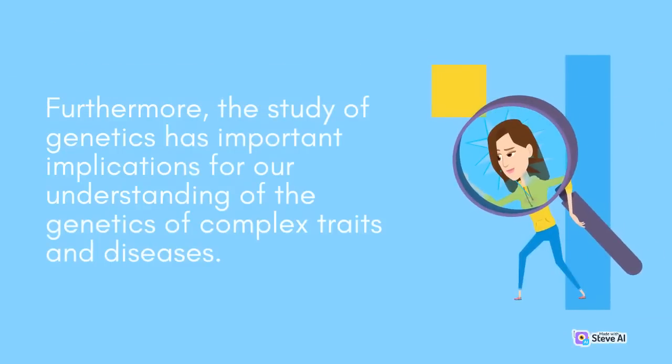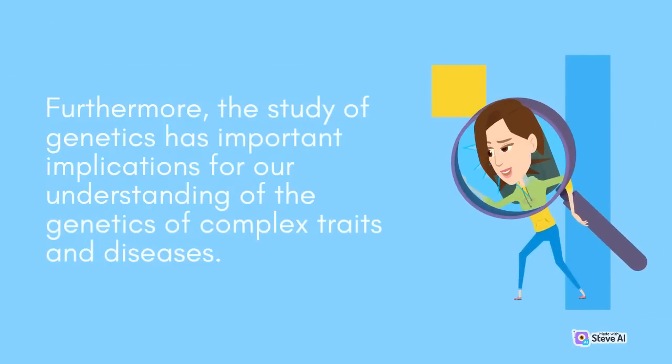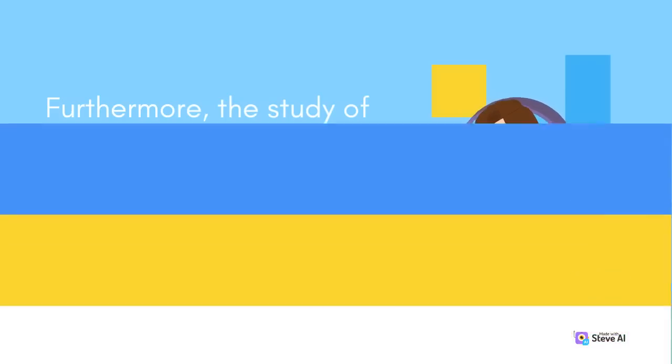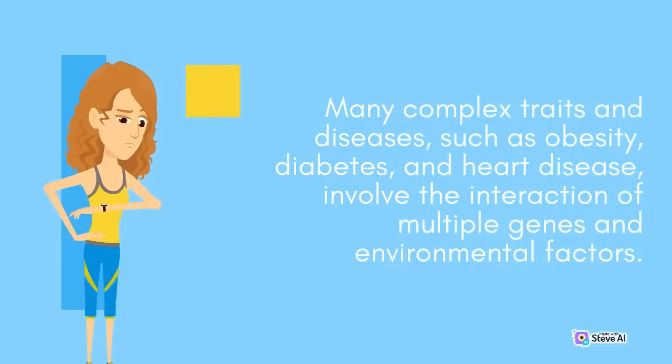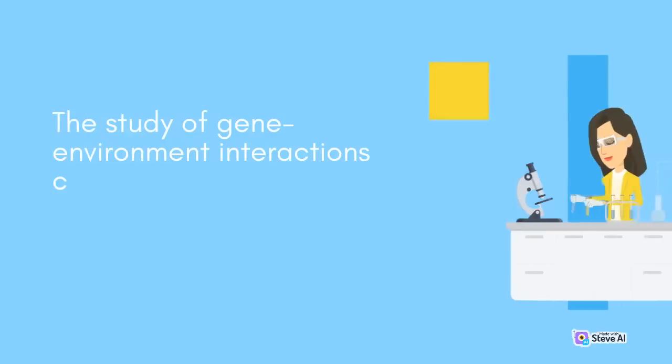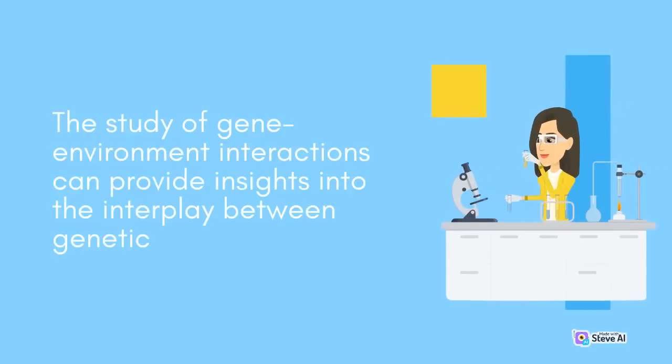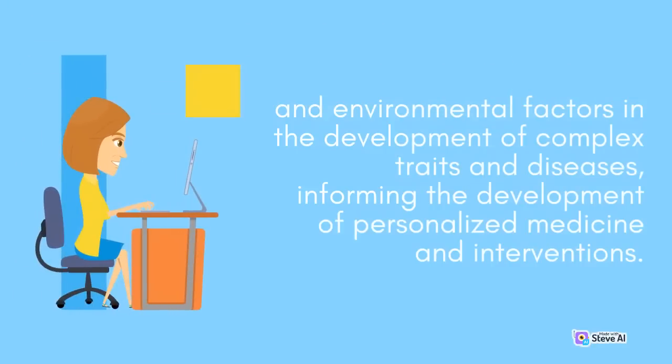Furthermore, the study of genetics has important implications for our understanding of the genetics of complex traits and diseases. Many complex traits and diseases, such as obesity, diabetes, and heart disease, involve the interaction of multiple genes and environmental factors. The study of gene-environment interactions can provide insights into the interplay between genetic and environmental factors in the development of complex traits and diseases, informing the development of personalized medicine and interventions.